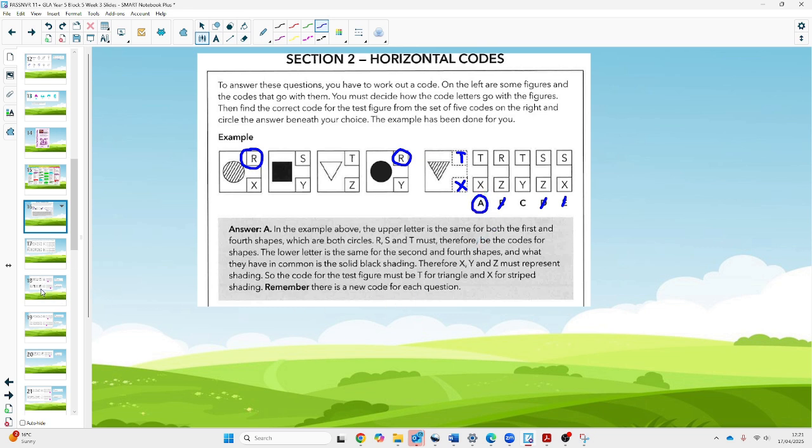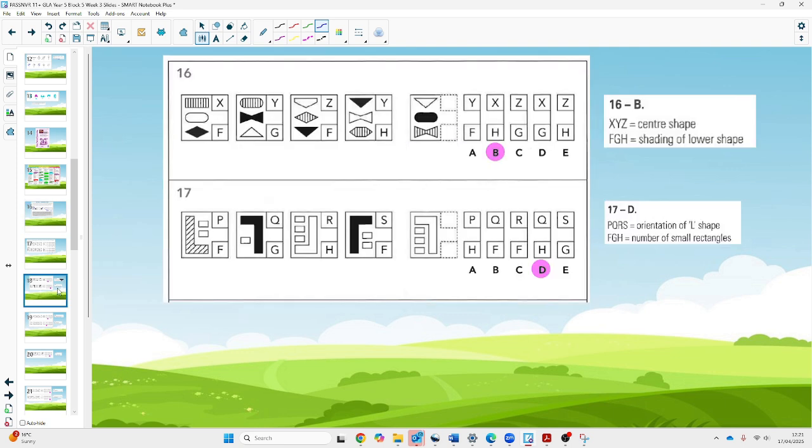So let's go straight into the questions and have a look at question 16. Now what we do have on the side are the answer explanations as well, so you can follow that, but we'll just talk through each question exactly how we need to do it.